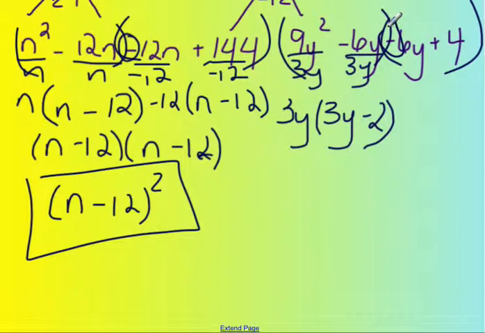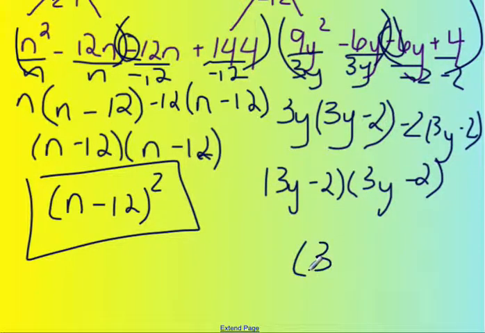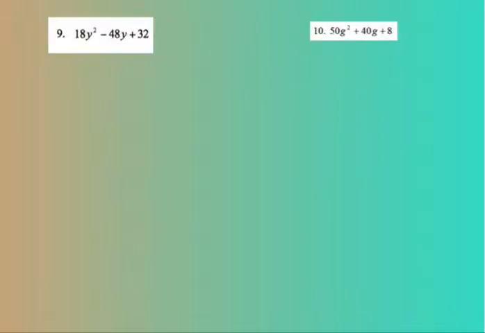Now I see that I have a negative in the middle there, so I need to take out a negative GCF. Between negative 6y and 4, I can take out a negative 2. So I divide by negative 2, and I get 3y, and 4 divided by negative 2 is negative 2. So then I have 3y minus 2 as one parenthesis, and 3y minus 2 in the other. Now I can write that as one parenthesis quantity squared. So that's my final answer for number 8. Let's go ahead and take a look at number 9.